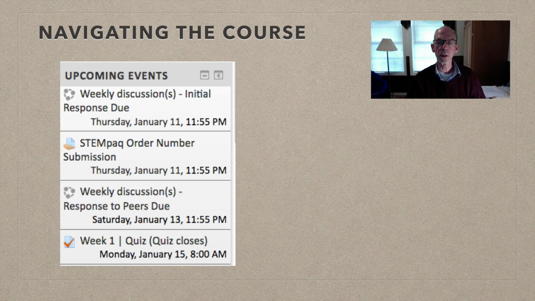This particular section found on the right side of the course is really important. It lists upcoming events. In other words, it has deadlines in it. And so this is something that you're going to want to look at very regularly in order to make sure you're staying on top of all of the assignments.